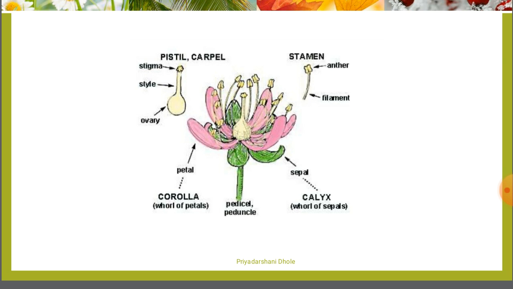Corolla is the whole of the petals. Completely, this is the pink colored part. You can see it is called the corolla, and a single part is called a petal. And the calyx, which is green in color, is made up of sepals. And the stalk of the flower is called the pedicel or peduncle.